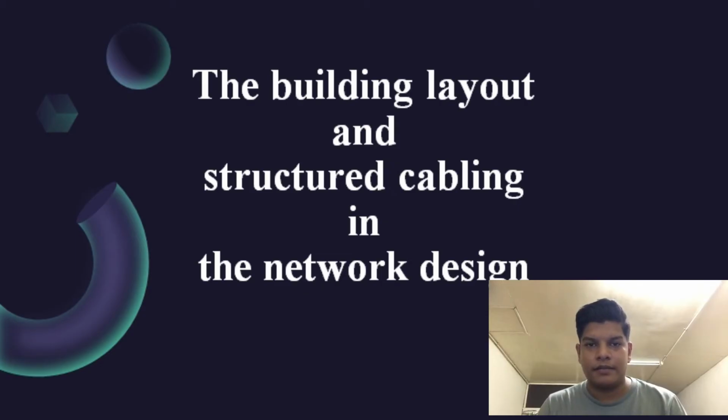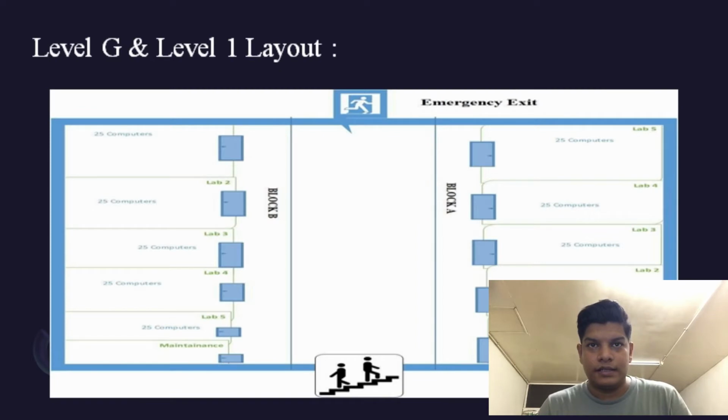Hi, my name is Muhammad Azim bin Abdul Karim with the matrix number of 73244. In this video, I'm going to present the building layout and structured cabling in the network design. As you can see, this is the level G and level 1 layout. According to the figure, block A has 5 lab classes and block B has 5 lab classes as well. Each lab has 25 computers. In the middle of the building layout, there are stairs between the two blocks. There is also an emergency exit, as you can see in the figure.